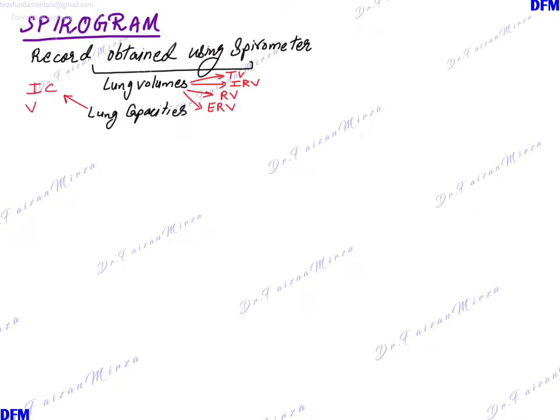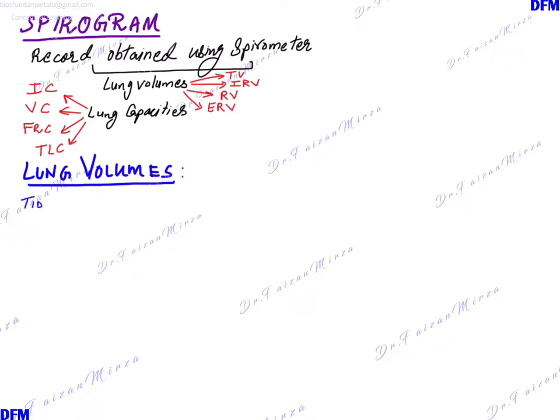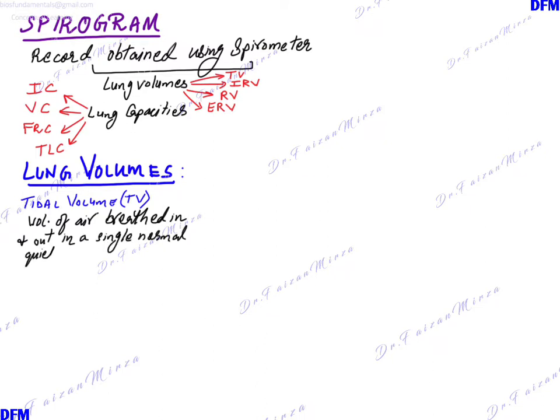There are 4 lung volumes which we need to discuss here: the tidal volume, IRV, RV and ERV, and 4 lung capacities: IC, VC, FRC and TLC. Discussing lung volumes first. Lung volumes include, number 1, the tidal volume. It is abbreviated as TV. This is the volume of air breathed in and out in a single, normal, quiet breathing. The amount of this air is about 500 ml.